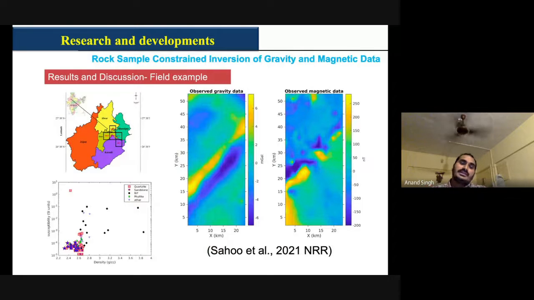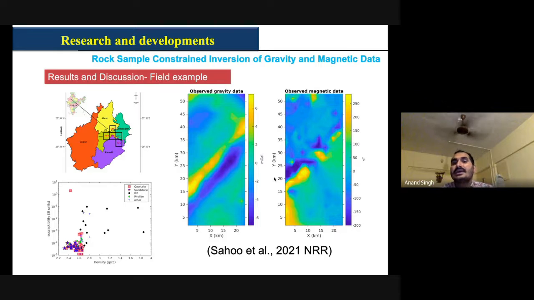Then it further encouraged us to go for the three-dimensional visualization. This field example is based on gravity and magnetic data sets together. This is a very large scale data. You can see that in the y-axis we covered almost a 50-kilometer region, and here we have 25 kilometers, again 25 kilometers, and 35 kilometers.